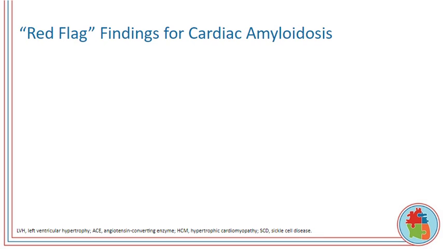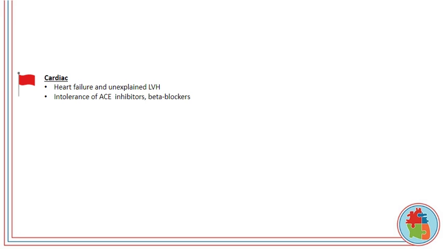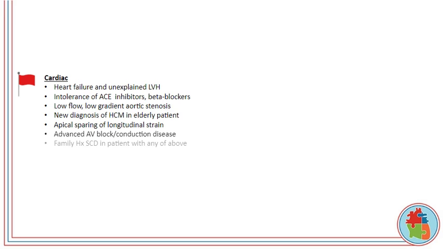And then in terms of red flag findings, so things that show up in clinical medicine that you really can't ignore, this is the point of the red flag designation. So if you have heart failure with unexplained left ventricular hypertrophy, if you are intolerant to typical medicines that we use for heart failure, if you have low gradient aortic stenosis or hypertrophic cardiomyopathy, and then if you have a family history of sudden cardiac death or apical sparing seen on imaging, these are all important cardiac manifestations.